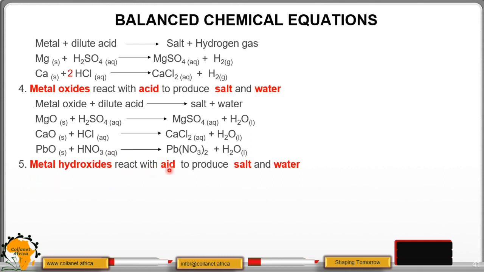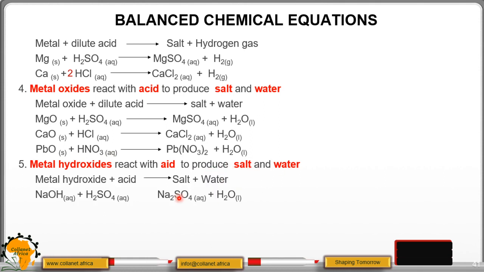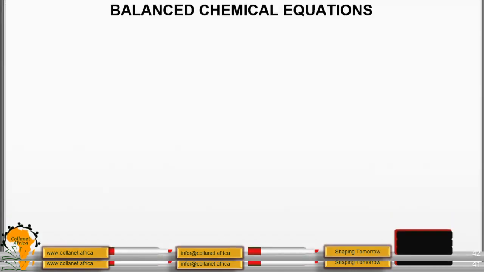Metal hydroxide reacts with acid to produce salt and water, and it is the same reaction. So metal oxide plus acid and metal hydroxide produce the same salt and water. So sodium hydroxide, you get sodium sulfate plus water. Then sodium hydroxide plus hydrochloric acid, you get sodium chloride plus water.